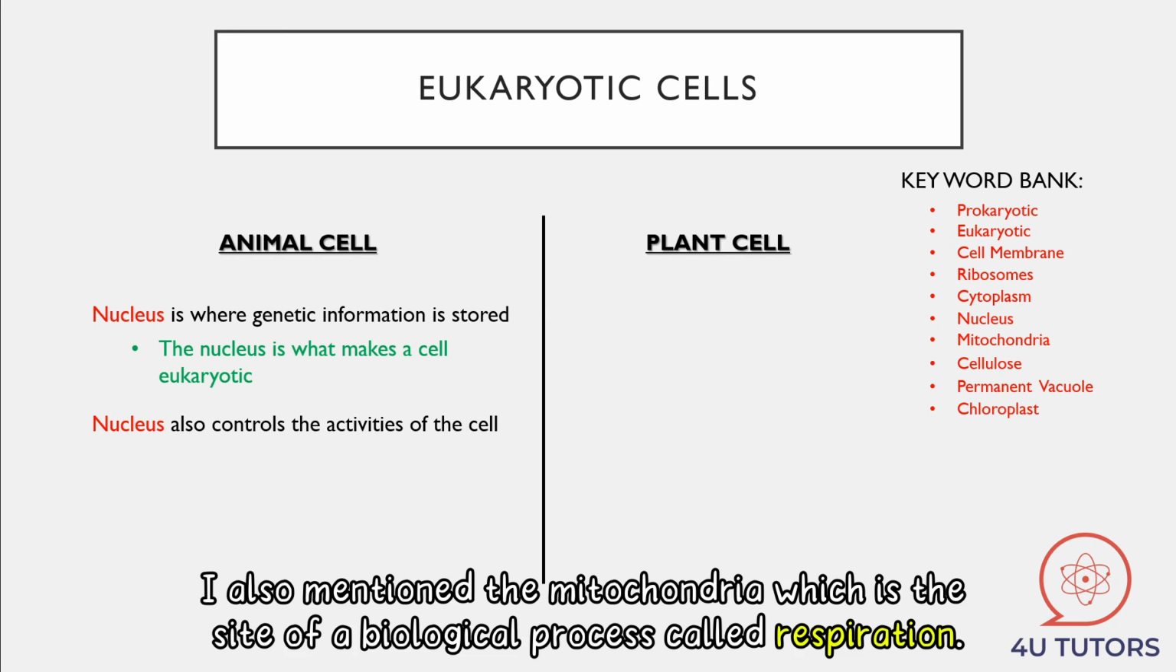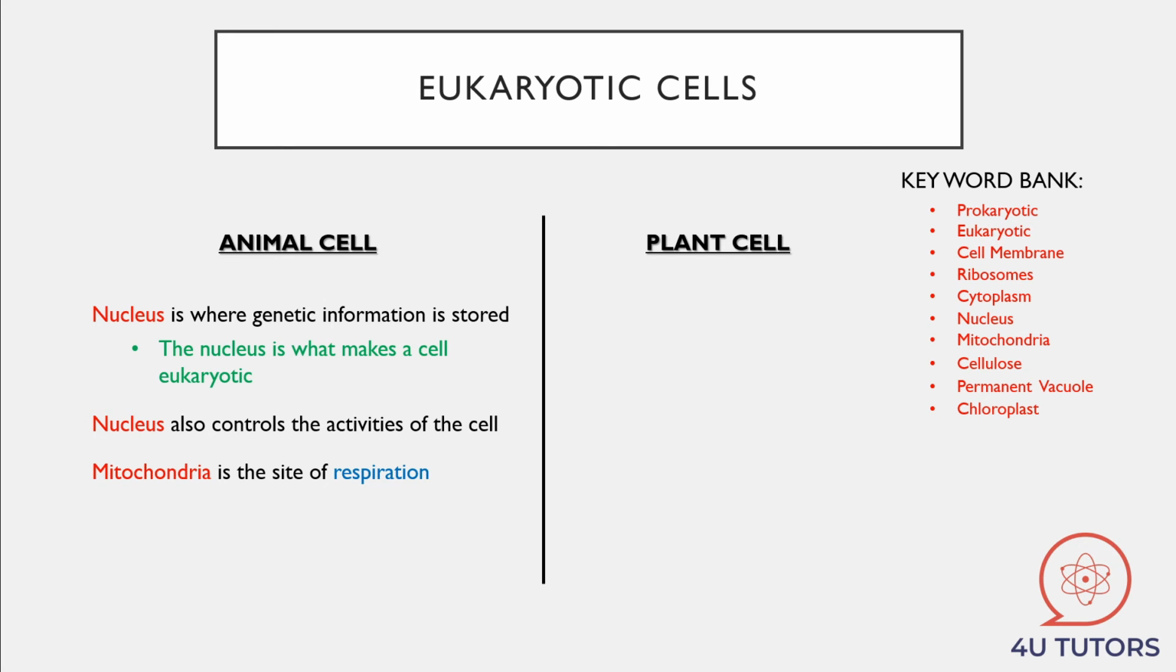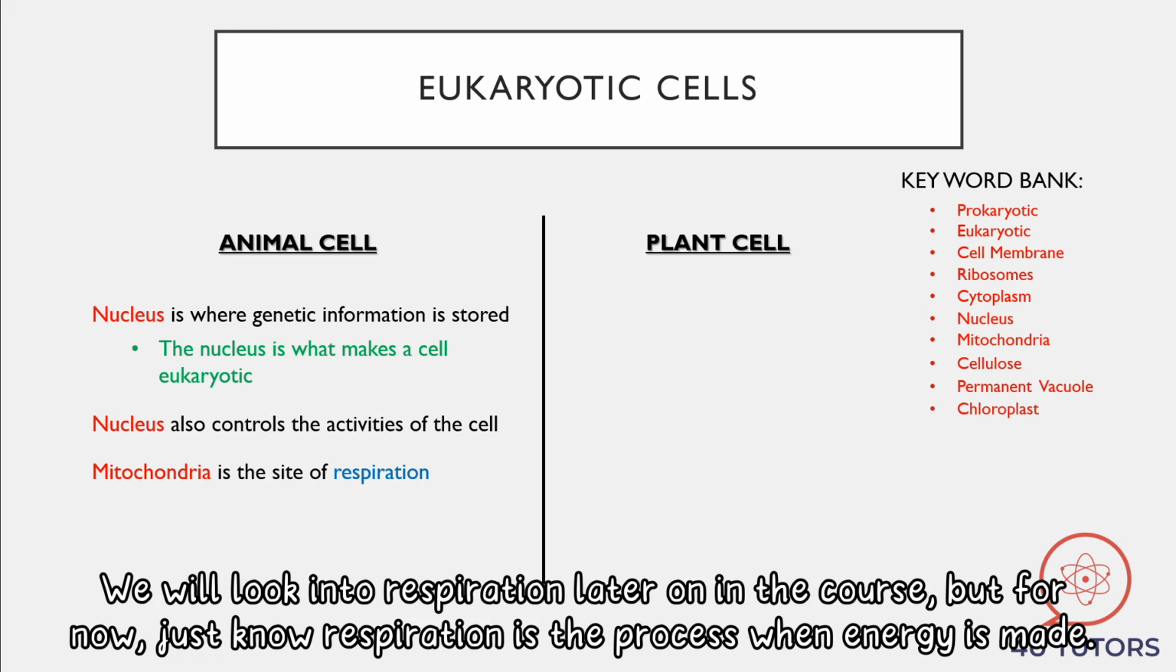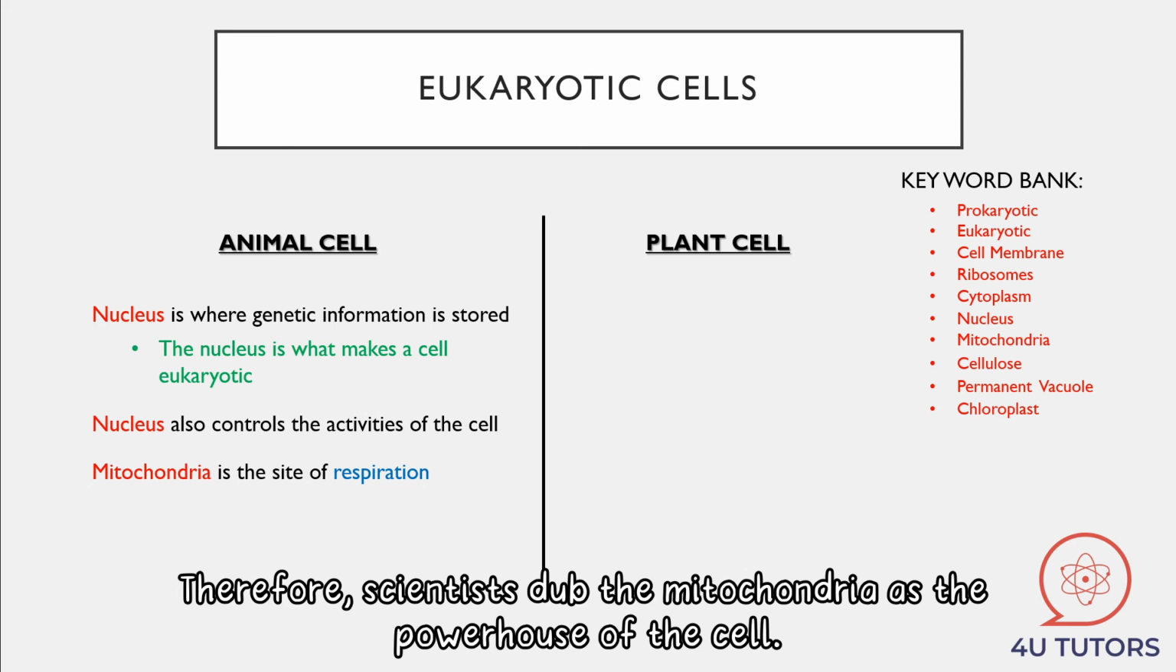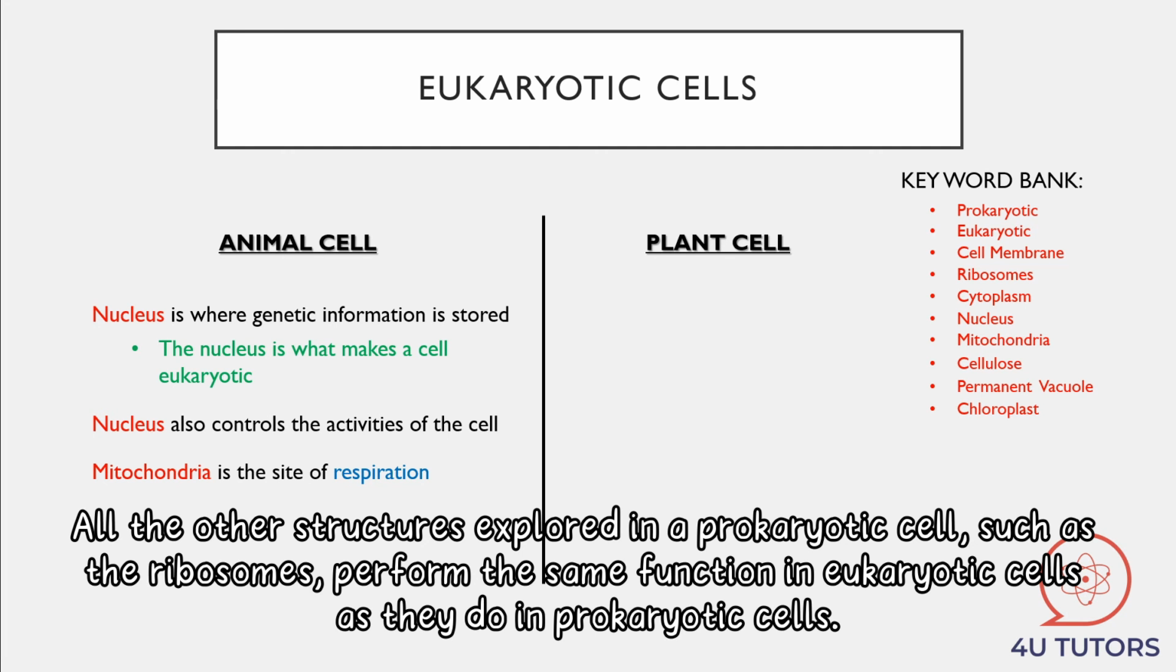I also mentioned the mitochondria, which is the site of a biological process called respiration. We will look into respiration later on in the course, but for now, just know respiration is a process where energy is made. Therefore, scientists dub the mitochondria as the powerhouse of the cell. All other structures explored in a prokaryotic cell, such as the ribosomes, perform the same function in eukaryotic cells as they would in a prokaryotic cell.